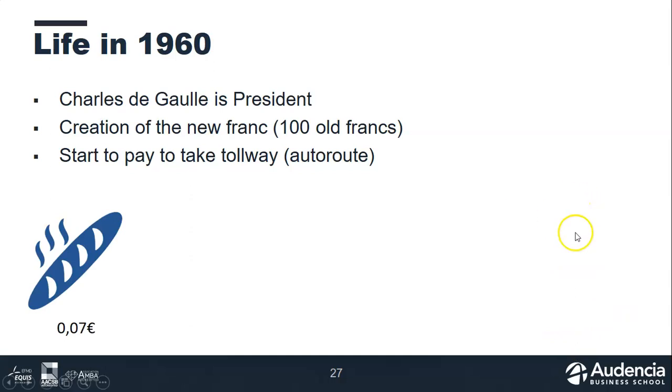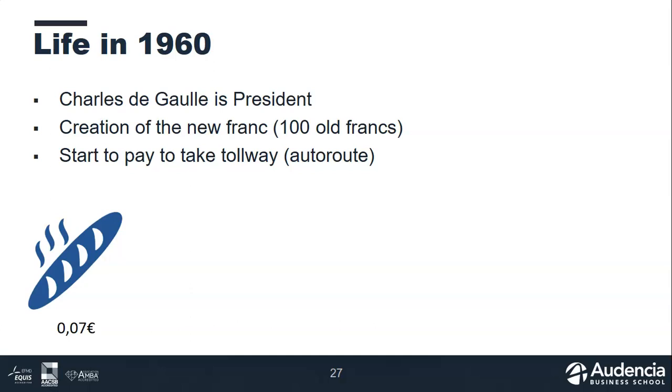So inflation looks at a lot of things, primarily the rise of prices, but we'll see it touches other areas of the economy as well. If we take a look back to 1960, so this was even before I was born, and that's a long time ago. Charles de Gaulle was president of France. France had just undergone the creation of a new franc. The franc was the measure of currency. Because of inflationary pressures, in fact, the prices of goods had gone up a lot, and so we were measuring the prices in large number of francs.